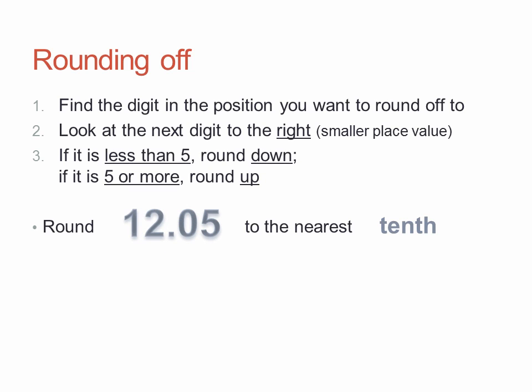Round 12.05 to the nearest tenth. Again, find the digit for the tenths. That's the 0. Look at the next digit on the right. It's 5. That's 5 or more, so we have to round up. Round the 0 to 1. 12.1. Getting the hang of this?